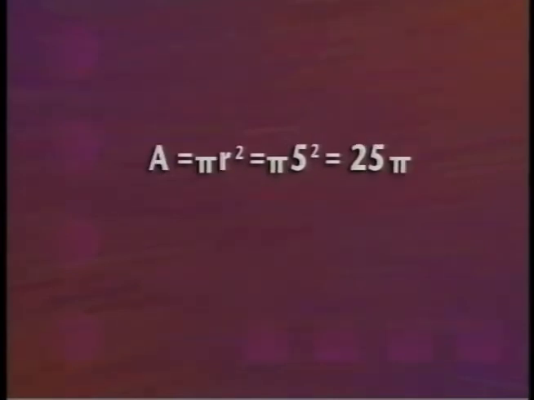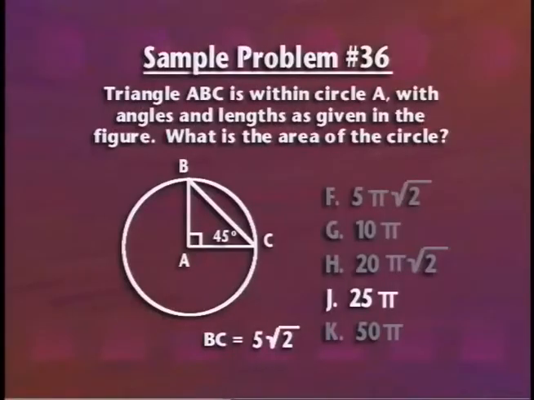The area of the circle then is area equals pi r squared, which is pi times 5 squared, which is 25 pi. Answer J.